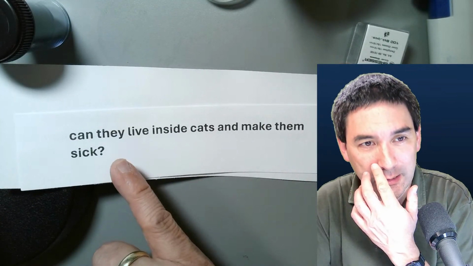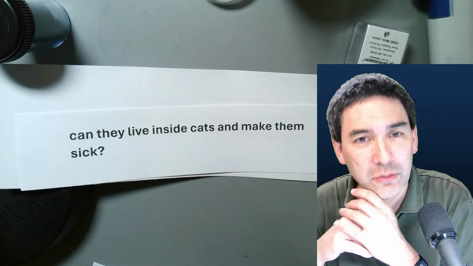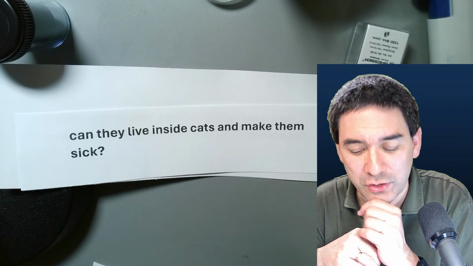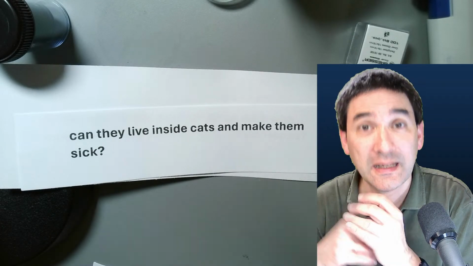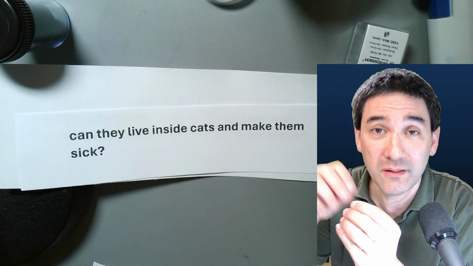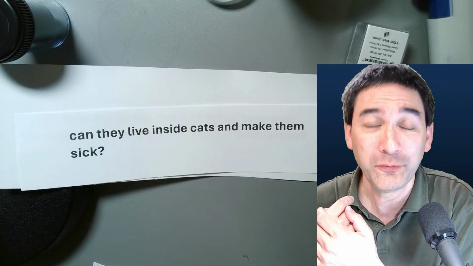Water fleas, can the water fleas live inside cats and make them sick? And again, here it took me a couple of minutes to actually understand what the question means, and then I realized that cats and dogs can have fleas, right? These are the blood-sucking little insects, and now I put water fleas under the microscope.